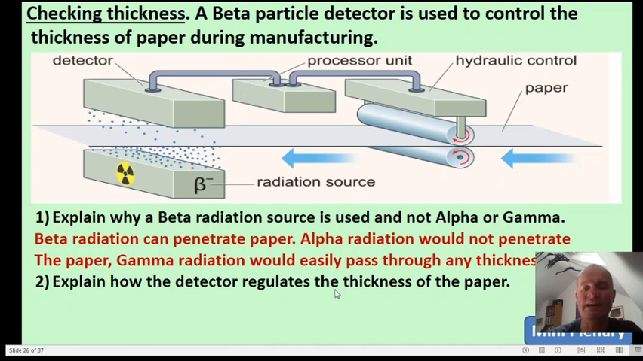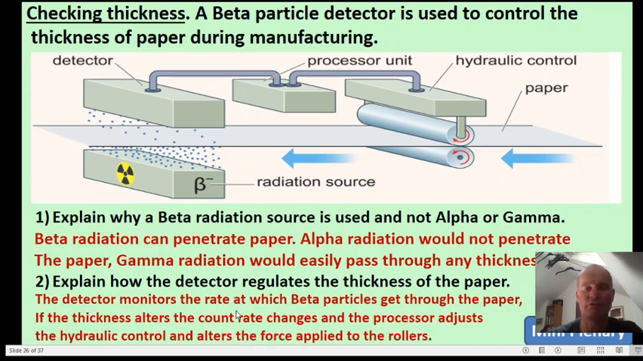Explain how the detector regulates the thickness. Well, that's about the rollers. It detects the rate at which the beta passes through the paper. It affects the count rate. The count rate tells the processor, and the processor controls the squeezing of the rollers, either thicker or thinner, to change the thickness of the paper. Okay, so those are the sort of two common things that are assessed about using radiation and thickness checking.